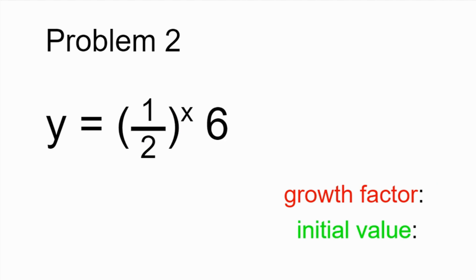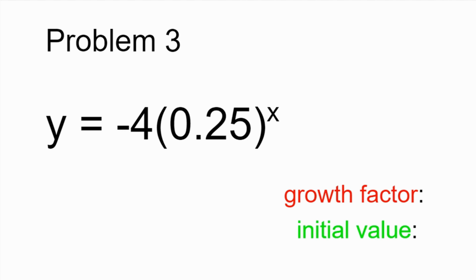Problem 2. Let's first identify what's the growth factor for this equation. Notice that even though these are not in the same order, if we locate our exponent, attached to the exponent is this 1/2. So the growth factor for this is going to be 1/2. The term that's being multiplied, the 6, is going to represent our initial value.